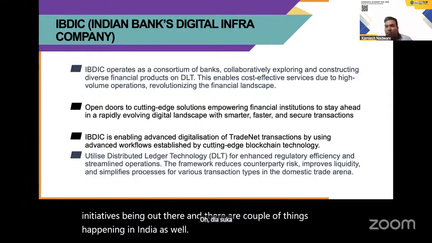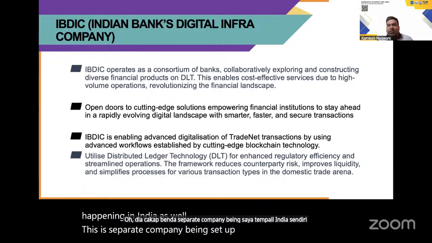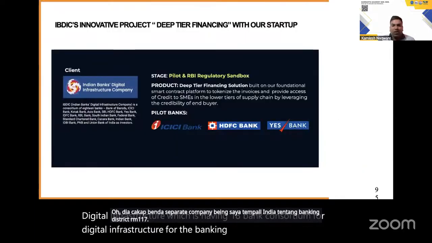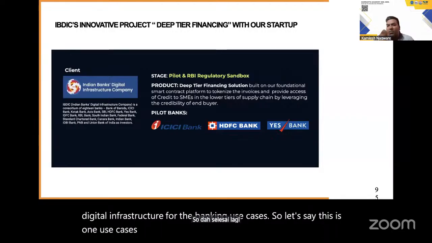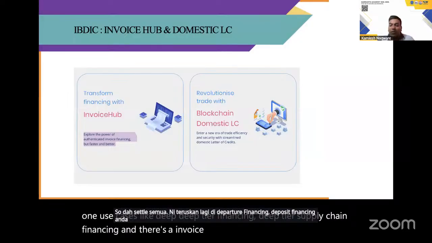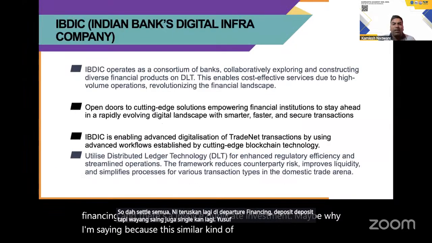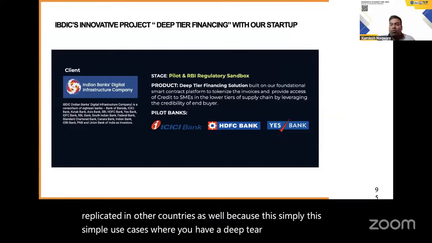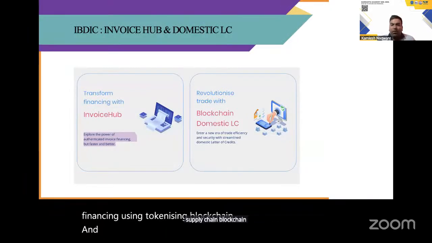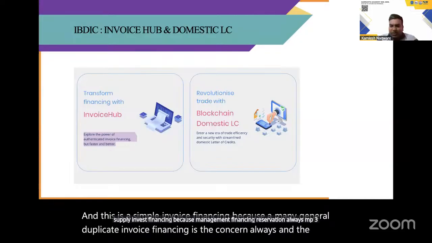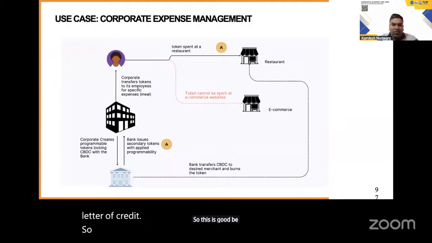A separate company has been set up called India's Banking Digital Infrastructure, with an 18-bank consortium for digital infrastructure for banking use cases. One use case is deep-tier supply chain financing and duplicate invoice detection. Similar use cases could be replicated in other countries as well, because these are simple use cases: deep-tier supply chain financing using tokenization and blockchain, and invoice financing, where duplicate invoice financing is always a concern, and the domestic letter of credit.